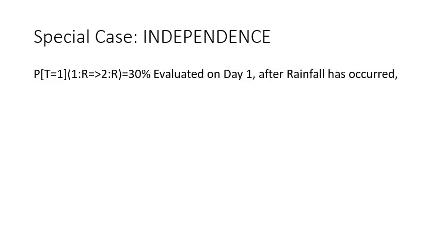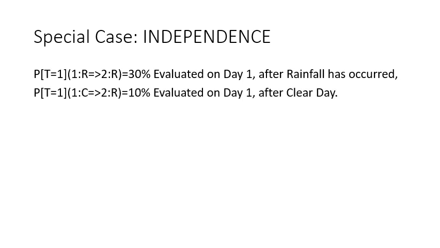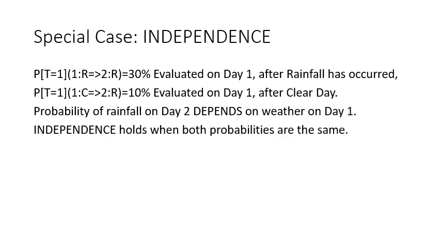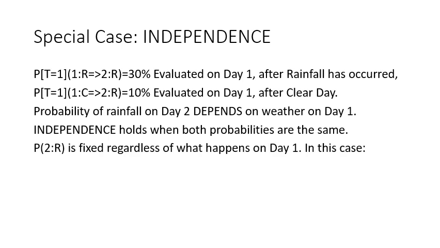One very important special case occurs when the two days are independent. So in the current situation, the probability at time equals 1 that rainfall occurs on the second day is 30% after rainfall, and it is 10% after a clear day. So these two are different, and that means that what happens on the second day, rainfall, depends on weather on the first day. Now independence holds when both of these probabilities are the same. So the probability of rainfall on the second day is fixed regardless of what happens on day 1.